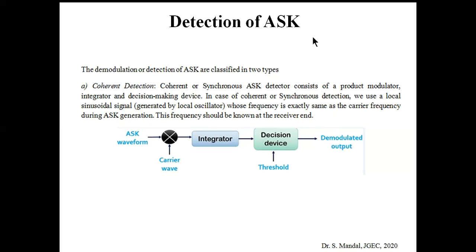Next, detection of ASK. After the ASK modulation, how can we demodulate the ASK modulated wave? How can we extract the original baseband or message signal from the ASK modulated wave? There are two approaches. The first one is coherent detection or synchronous detection, and the other one is non-coherent or non-synchronous detection. The first one, coherent detection, is again similar to AM. In case of coherent or synchronous detection, the corresponding block diagram is shown here. You can see that it consists of a product modulator, an integrator, and a decision device. These are the three parts of the coherent detection for the demodulation of ASK.